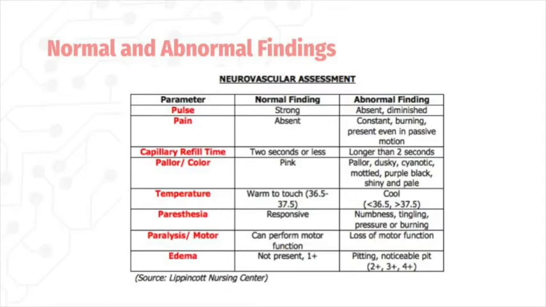So let's begin. For pulse, the normal finding is strong and present. For the abnormal finding, it is absent or diminished. When pulse is absent or diminished, it could only mean that there is a compromised blood flow into the tissues. For the second parameter, we have pain. For the normal finding, it is absent.